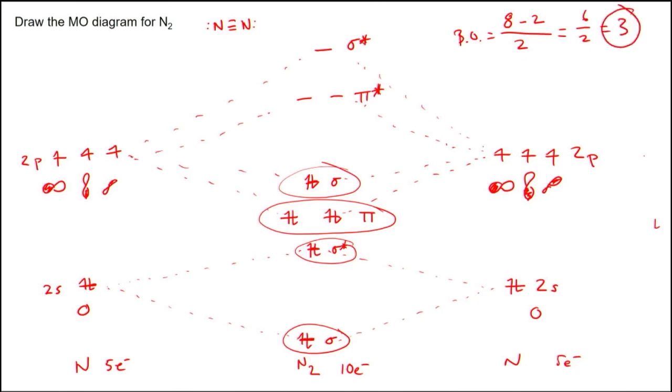Which tells us that we should have a bond order of 3, which makes sense based off of what our Lewis structure is, where we have the triple bond between the 2 nitrogen atoms. So that's how you approach drawing the molecular orbital diagram for a homonuclear diatomic, in this specific case dinitrogen.